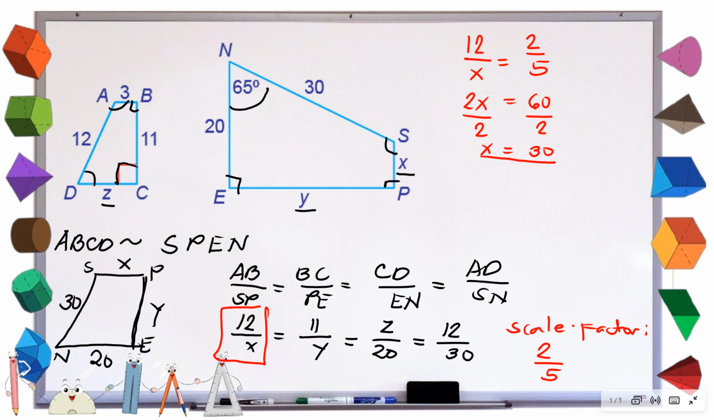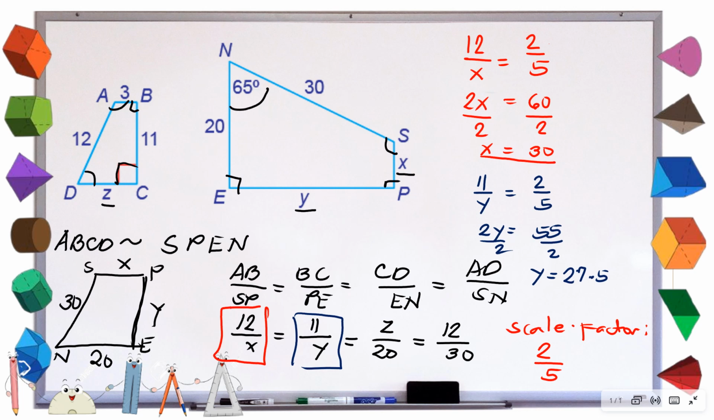Let's have the value of your y. So we have 11 over y. So 11 over y is equal to the scale factor, which is 2 over 5. Cross multiply, 2 times y is 2y. 11 times 5 is 55. Dividing both sides by 2, the value of y will be 55 divided by 2 is 27.5.